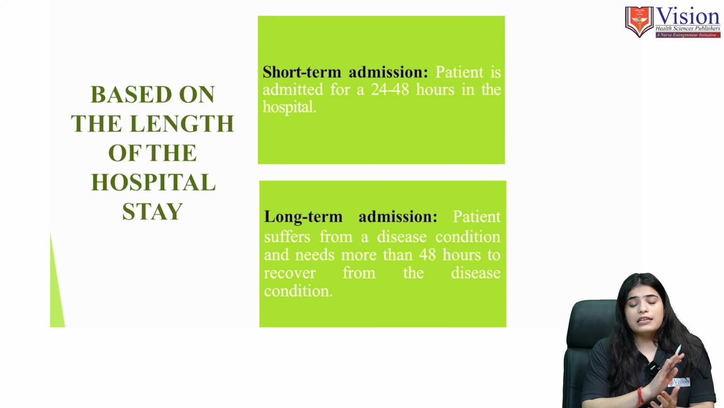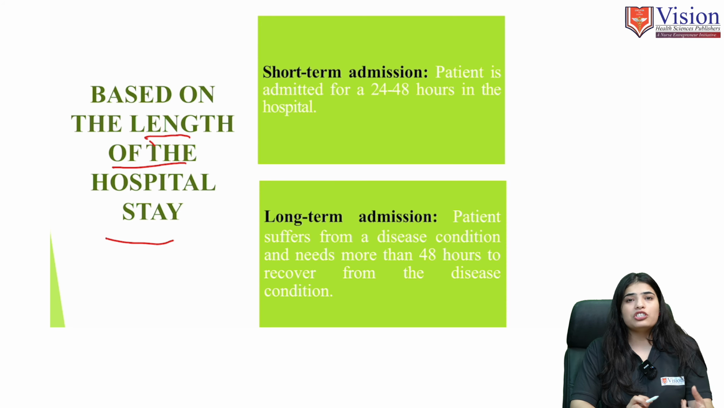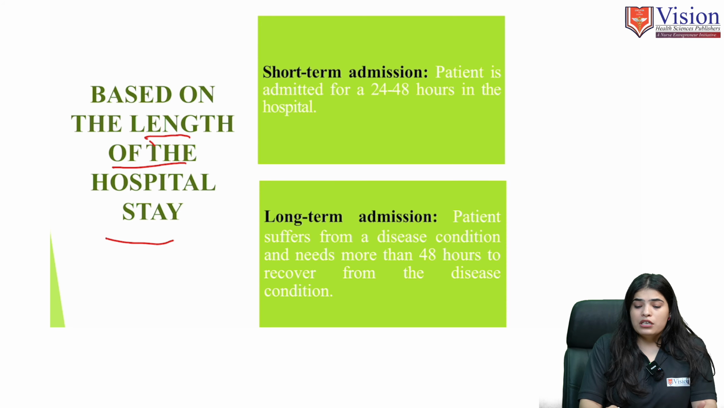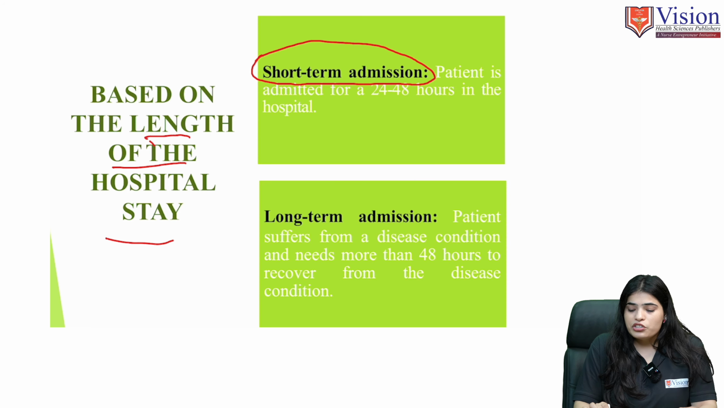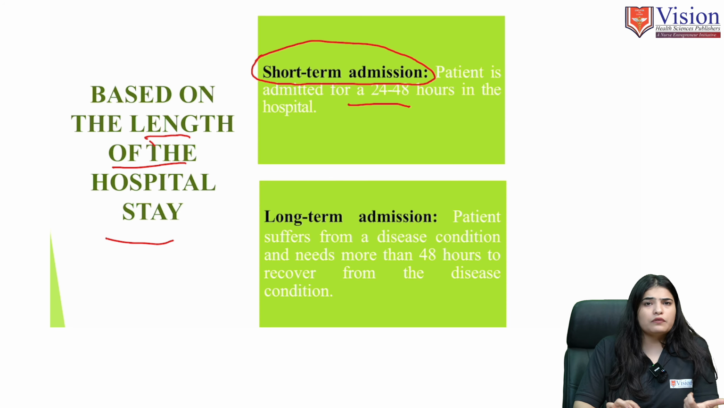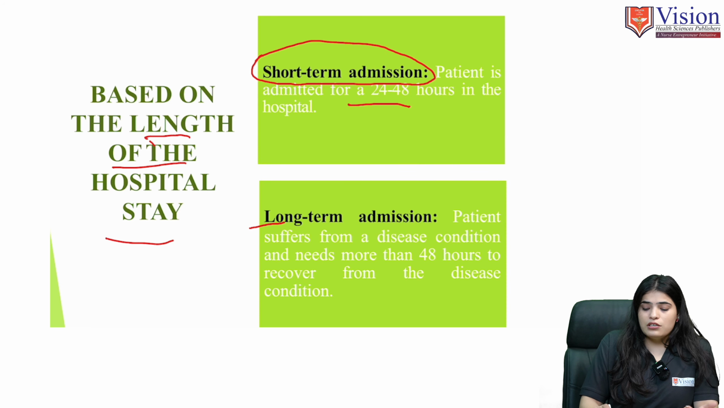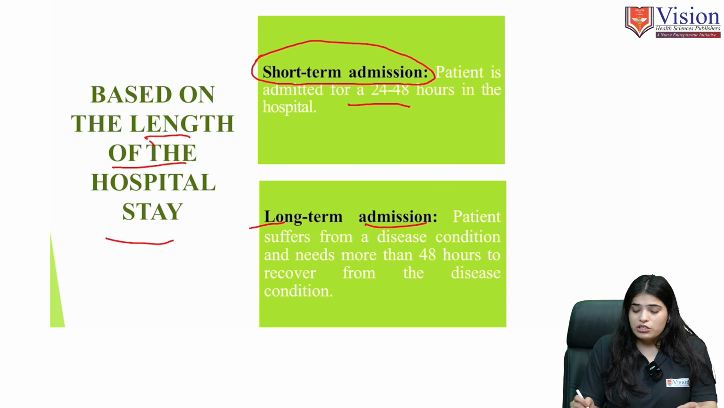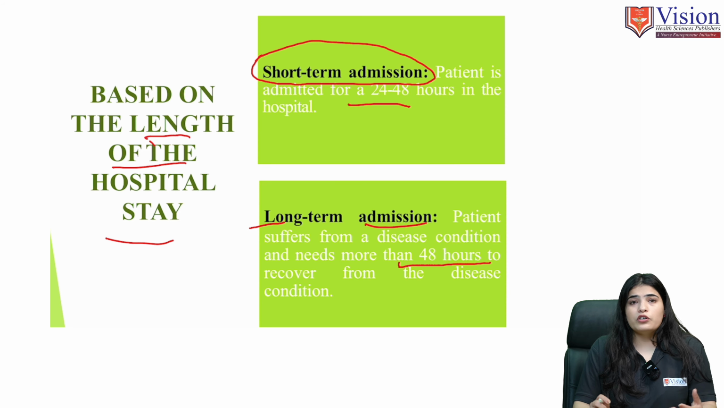So the next classification is the length of the stay, that is, how much time the patient is staying in the hospital. The first type is short term admission. Here, the patient is staying in the hospital only for a shorter duration, for example, 24 to 48 hours. The next one is long term admission. Here, the patient is staying in the hospital for more than 48 hours. He needs time for recovery and time for treatment. So that is long term admissions.